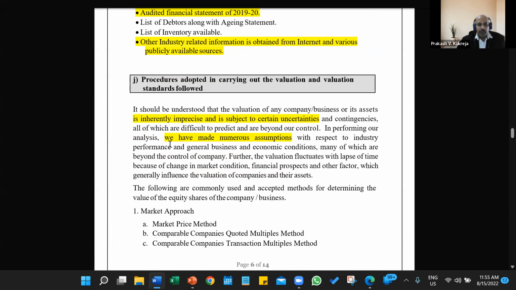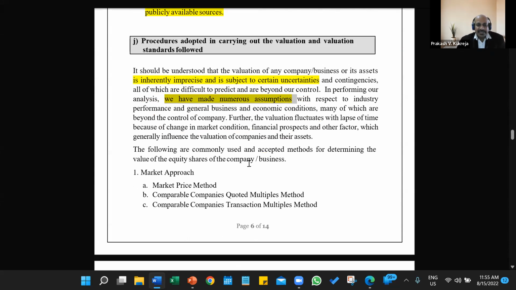Now, another important aspect: procedures adopted in carrying out the valuation standards, right? It should be understood that the valuation of the company or its assets is inherently imprecise and subject to certain uncertainties. Maybe this statement could have been better. We have made numerous assumptions. Now, if you say numerous assumptions, you have to highlight those assumptions. But when you go to the assumption section, you would not see that. So again, there is a conflict or a disconnect.